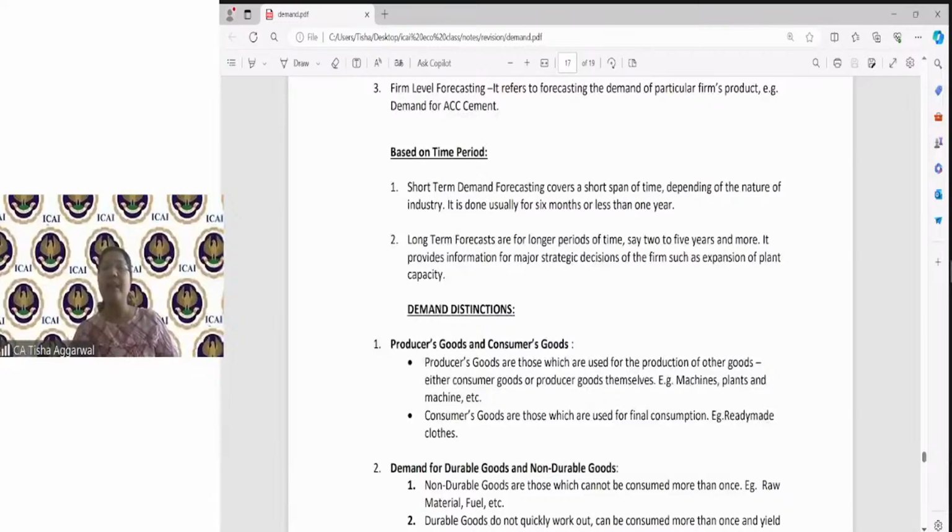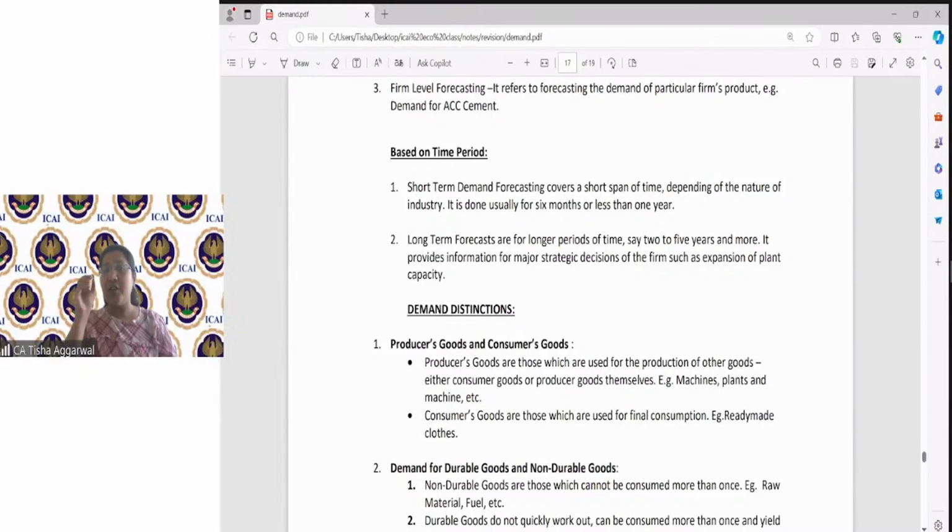Now, next is based on the time period. There could be two kinds of forecasting on the basis of time period: short term and long term. If it is between 6 months to 1 year, it is short term. But if it is for a longer period, 2 to 5 years, or in fact more than that, that would be long term forecasting.